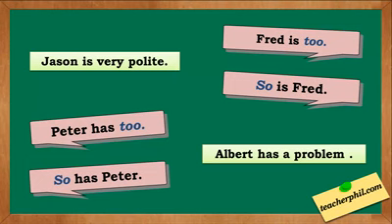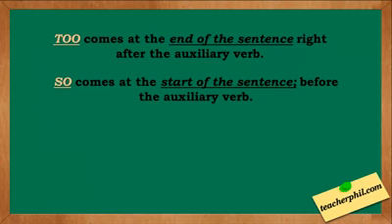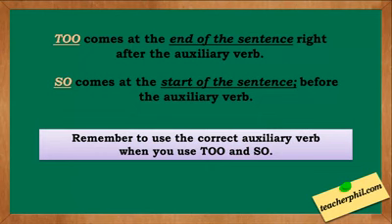What have you noticed with these examples? Well, too comes at the end of the sentence right after the auxiliary verb, while so comes at the start of the sentence, before the auxiliary verb. Remember to use the correct auxiliary verb when you use too and so.